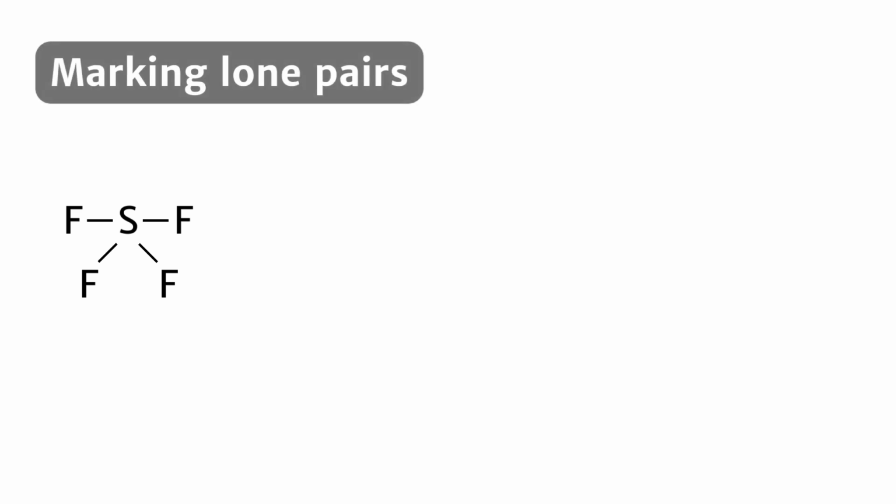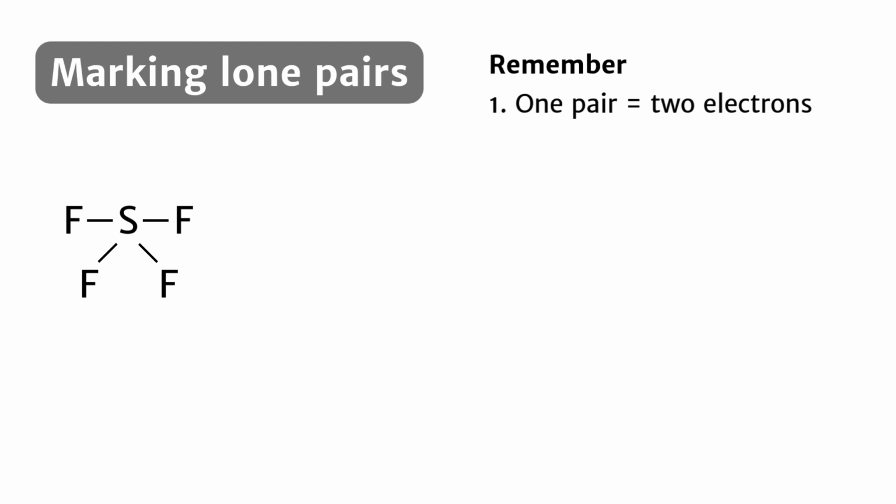Lone pairs consist of electron pairs that are not involved in chemical bonding. Remember that each lone pair contains 2 electrons. As discussed, we have 26 electrons remaining that are not yet utilized, so we can form 13 electron pairs and represent them as lone pairs on the structure.